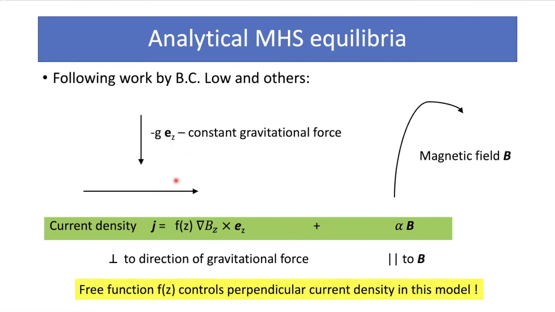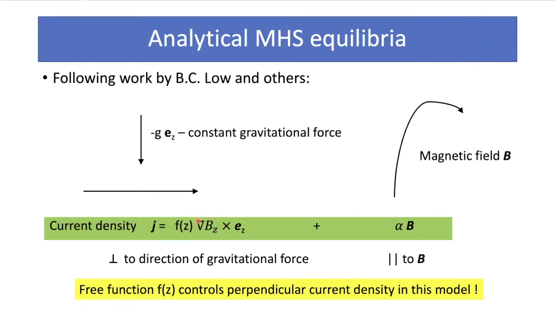The assumption is that the current density consists of two parts, and that's in this green box here. So we have this weird looking part, which is perpendicular to the gravitational force. That's indicated by this vector here, right? So that's always perpendicular to the gravitational force, and that's the key assumption which goes into these models.